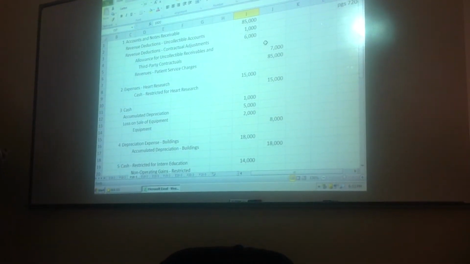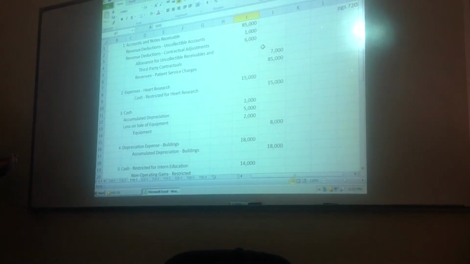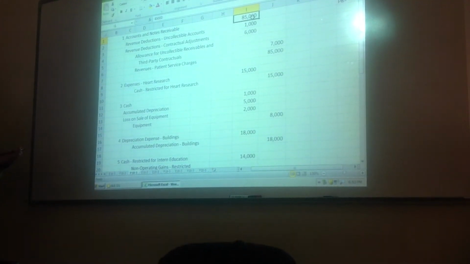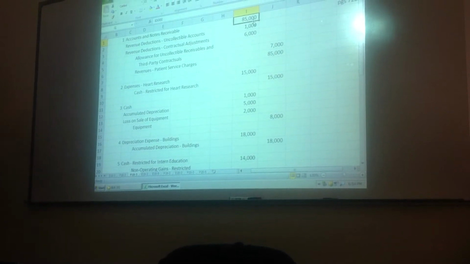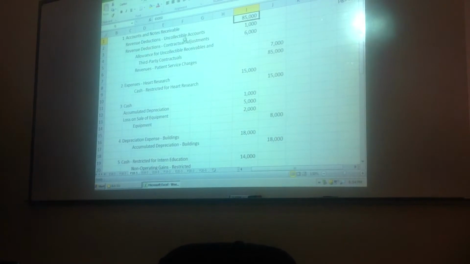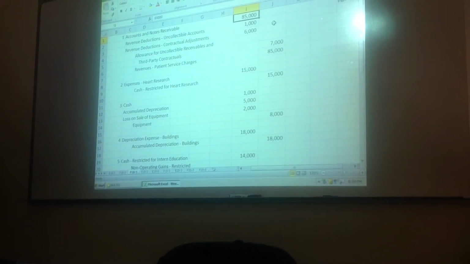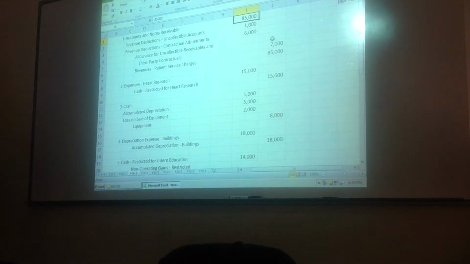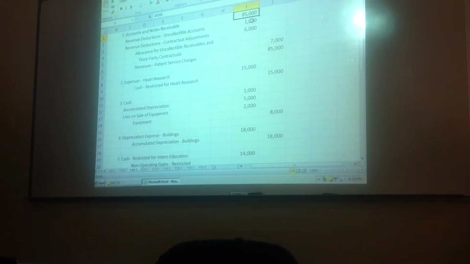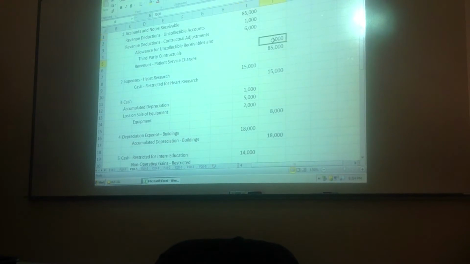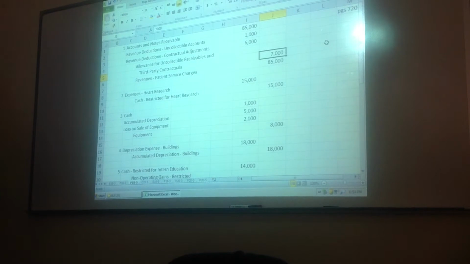I've aggregated this, right? I made it into a compound entry. So the receivables is at $85,000, right? And then the revenue deductions, which both affect the allowance for uncollectible receivables, are in there. So $85,000 went to your accounts receivable and to your revenue, and then you had revenue deductions that were taken care of by your allowance. Questions?